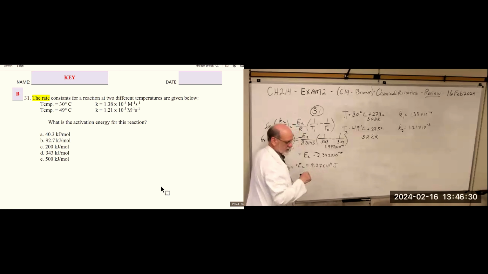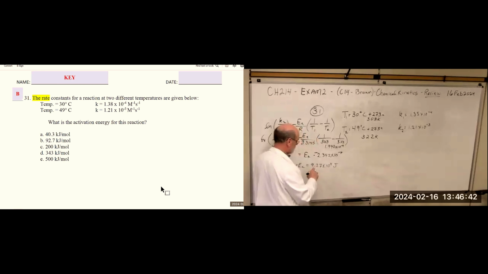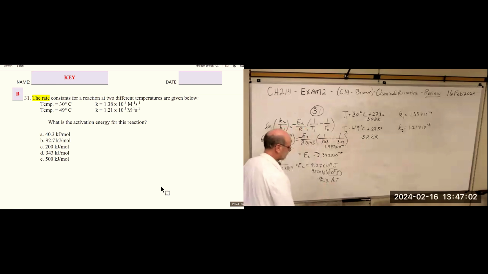Well, how many joules in a kilojoule? 10 to the negative 3. 10 to the positive 3. That's what I said, joules in a kilojoule. Oh, okay. Yeah, 1,000. So if we extract 10 to the 3rd out of that value, 10 to the 3rd times 9.27, then this becomes kilojoules. This becomes 92.7 kilojoules.